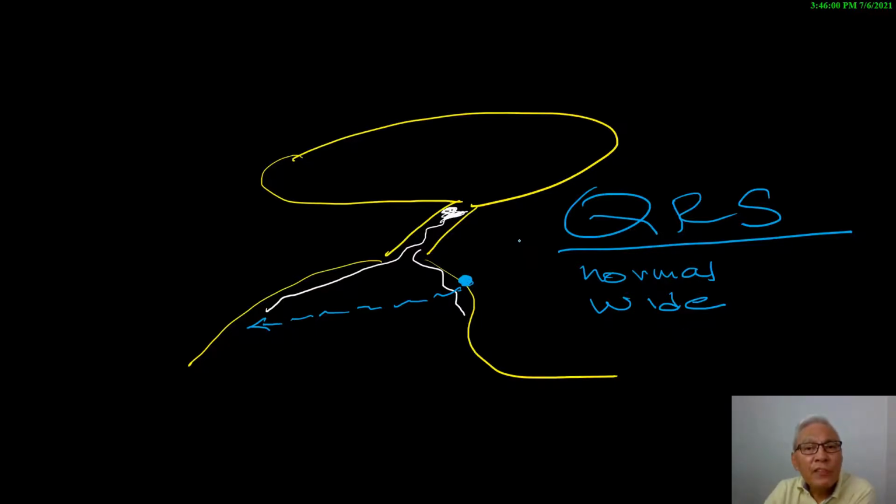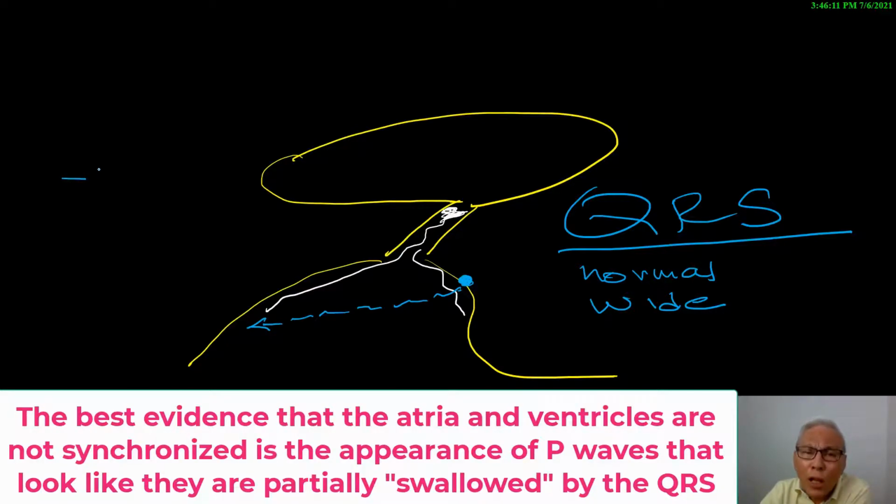P waves and the QRS complexes do not have any relationship, and thus it results sometimes in P waves being swallowed, so to speak, by the QRS complex. So what I mean by that is, if this is a P wave and a QRS occurs without synchrony to the P wave, you might see P waves that are half into the QRS complex. This is a very classic finding in third degree AV block.